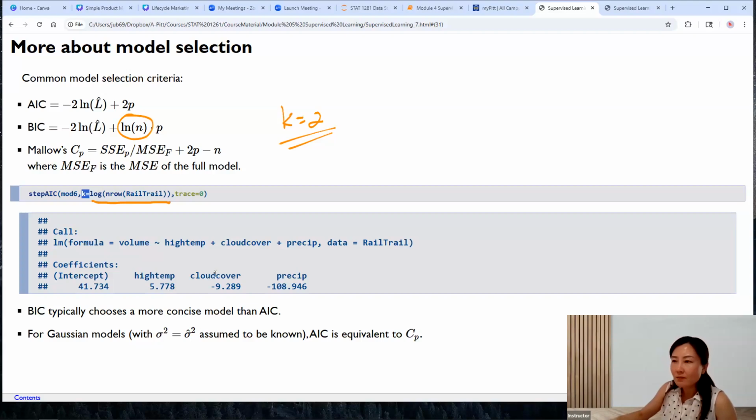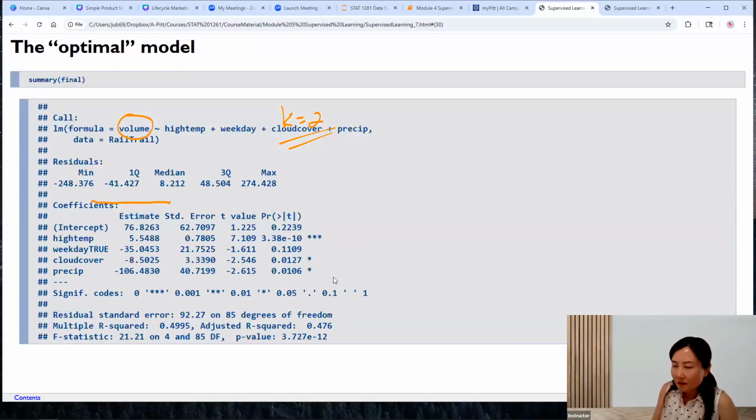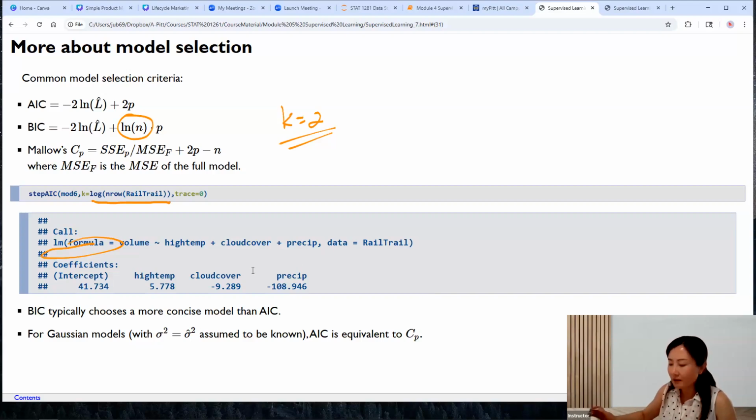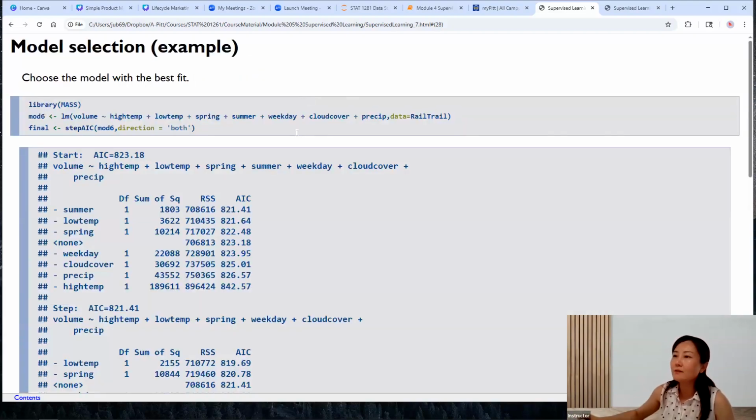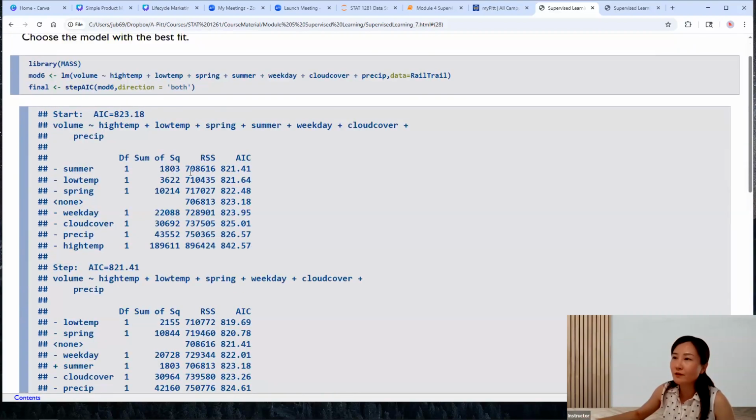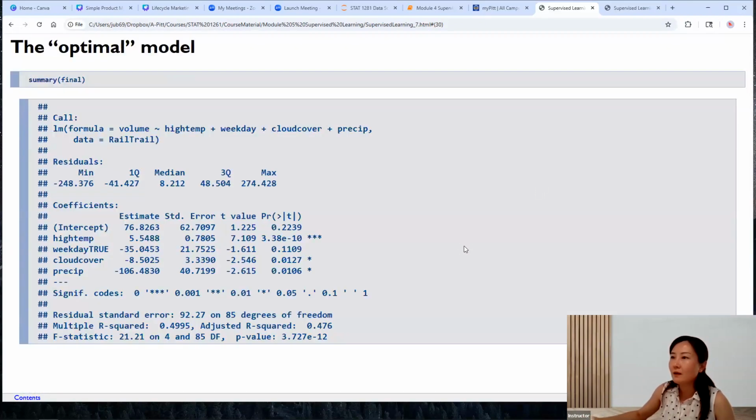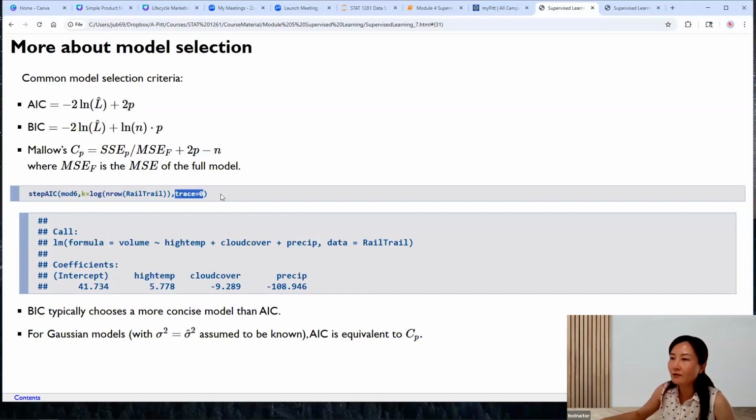And you see, indeed, the model is smaller. The weekday true term is gone, and we only have 3 variables left. So indeed, BIC gave us a smaller model. Also, trace equals 0 will suppress the printout of the searching process. By default it is 1, then you will see the whole thing from the first model to the final model. But if you want to suppress that printout, you can set it to 0.